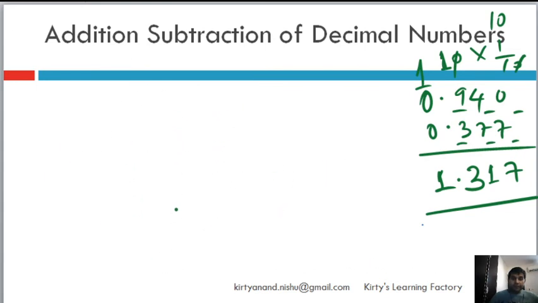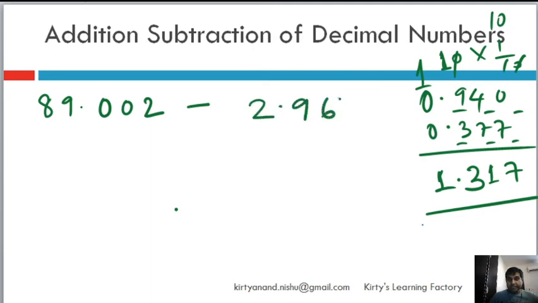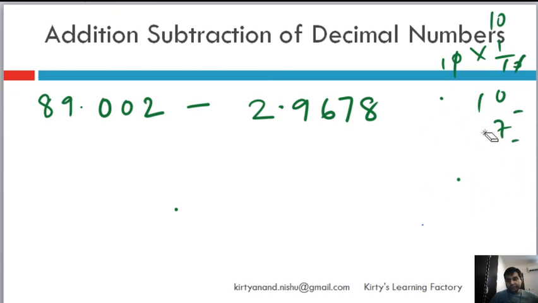Now you can also get a number, let's say 89.002 minus 2.9678, something like that. So initially when you look at this number you will feel a little bit jaded. You might feel, yaar, so many numbers, I don't know what to do now, I might get it wrong. Don't worry, you will never get it wrong.